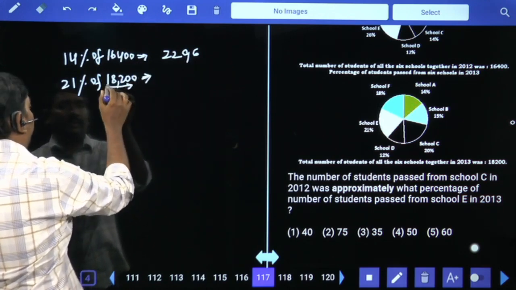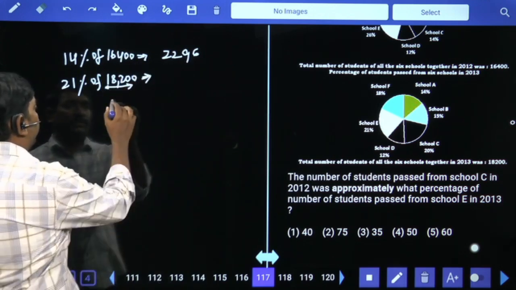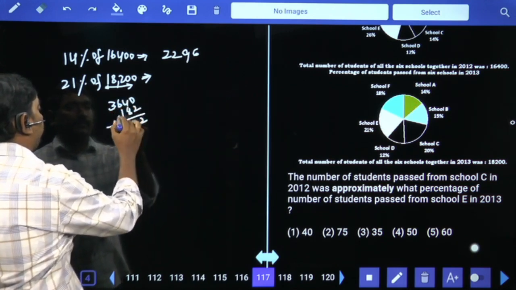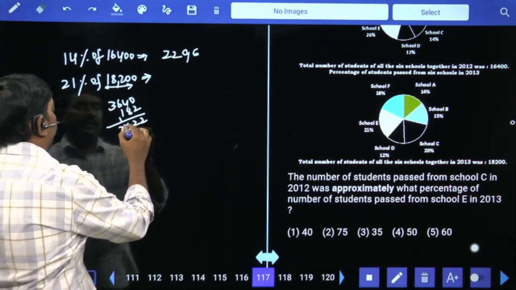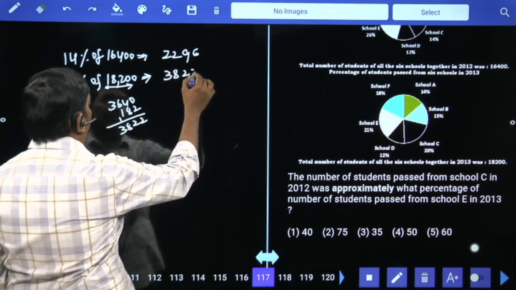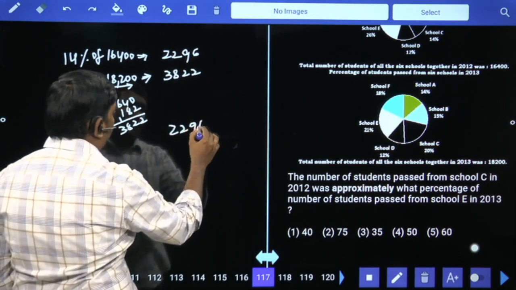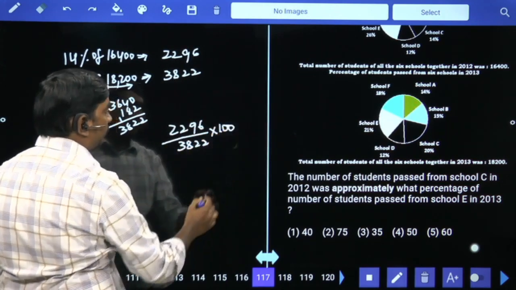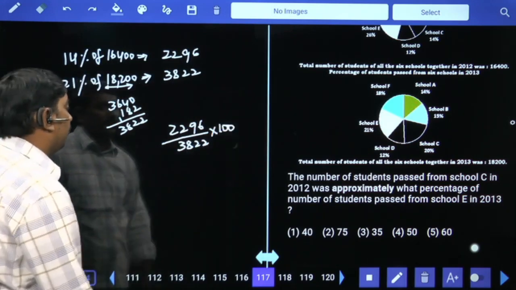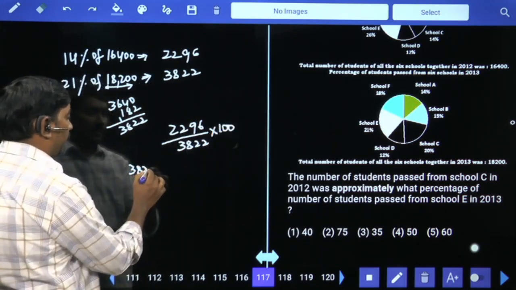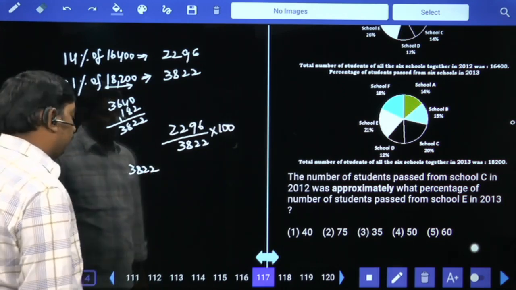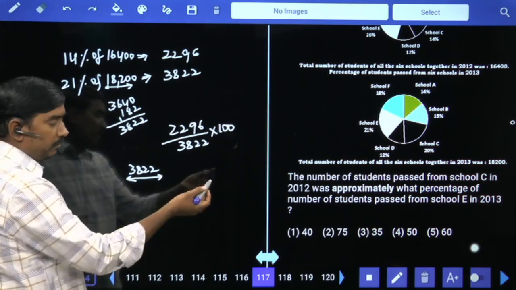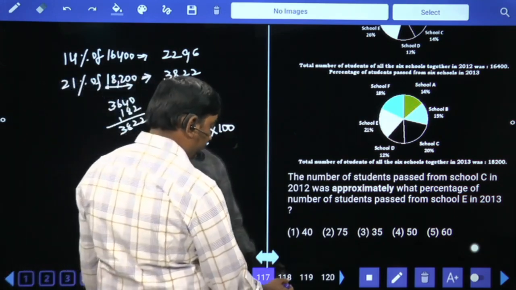10% of 1820, 20% is 3640, 1% is 182, so 3822. 2296 is what percent of 3822? In 3822, 60% of 4000 is 2400. So approximately 60% is your answer. Fifth option.